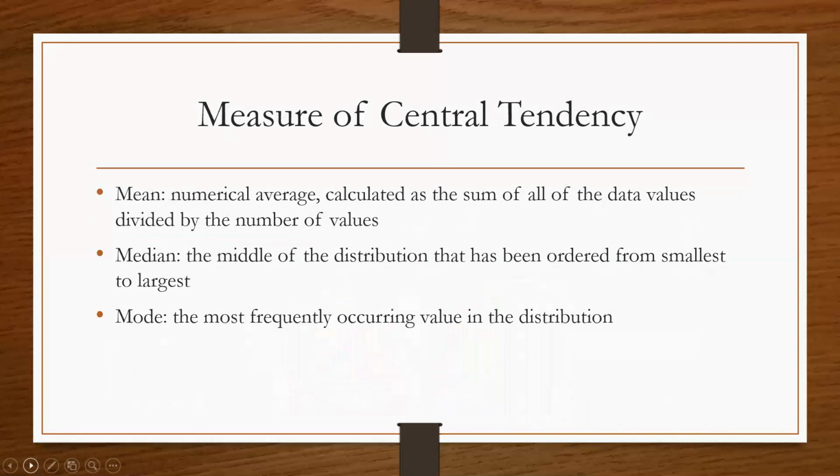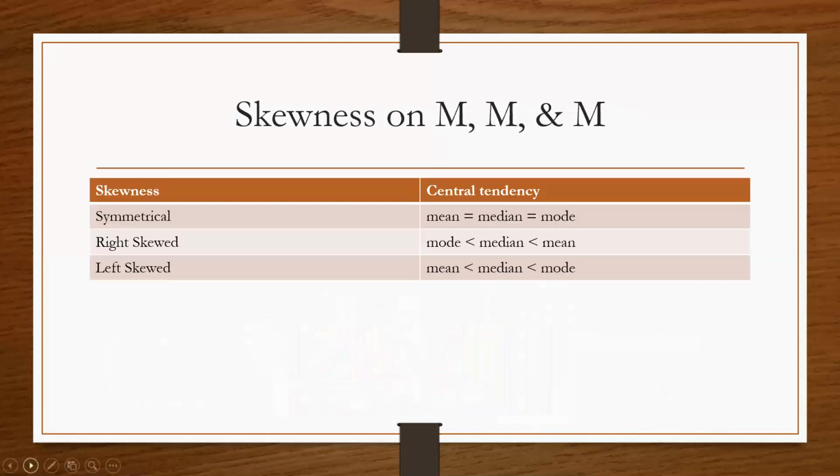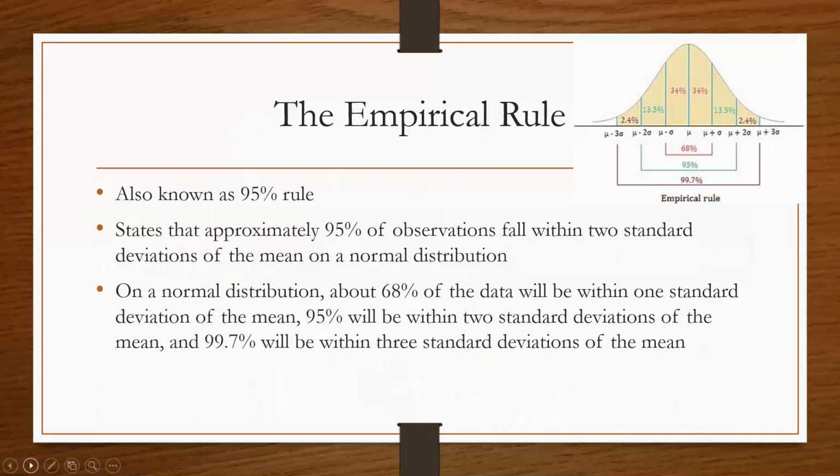So measures of central tendency. I'm sure you all know this. Again, just going over it to make sure. The mean is the average, the median is the middle of the distribution, and the mode is the most frequently occurring value. Again, mean is equal to median, which is equal to mode, if you're in a symmetrical graph. If it's right skewed, then the mode is going to be less than the median, which is going to be less than the mean. If it's left skewed, the mean is going to be less than the median, which is less than the mode.